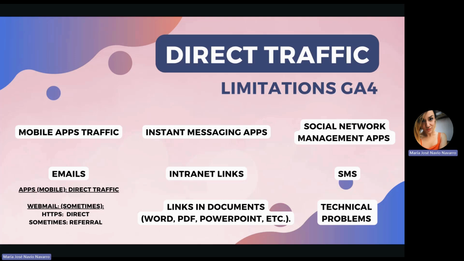This specific traffic is going to be considered direct traffic because of the technical process of this app to land this URL in a direct and automatic way on the browser. So normally, Google Analytics 4 is classifying mobile apps traffic as direct traffic, while they are not, okay?